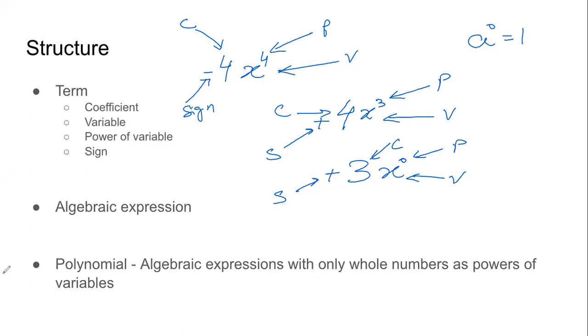So sometimes certain parts of a term may not be visible. It doesn't mean that they don't occur. Now, if the constant occurs with a variable, we will call it a coefficient. If the constant is there just on its own without a variable, then it will only be called a constant. These are the main parts of a term: sign, coefficient, variable, and power.